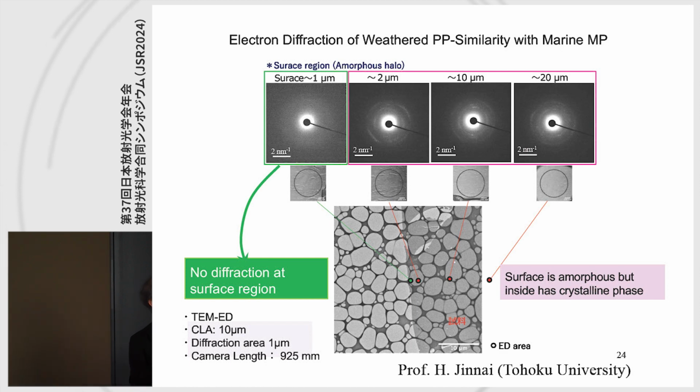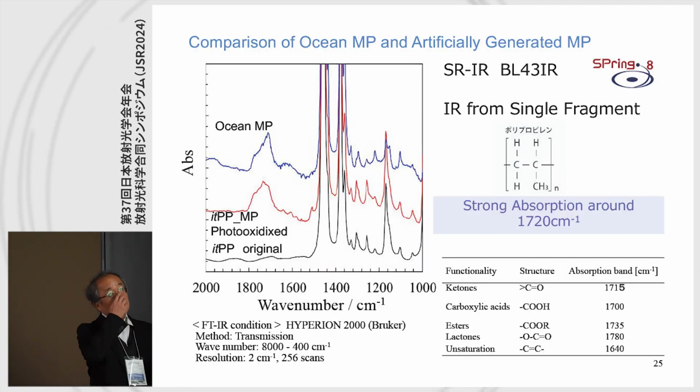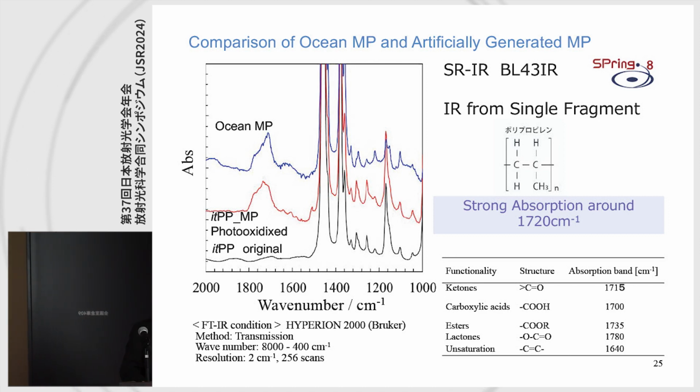So we say this is clear, but in many inorganic materials, this is not a clear crystal. And we can compare the IR of the original one, the ocean microplastics, and the isotactic PP fragmented by our lab experiment. This has been done at BL43IR, and we can see a very strong carbonyl peak here.